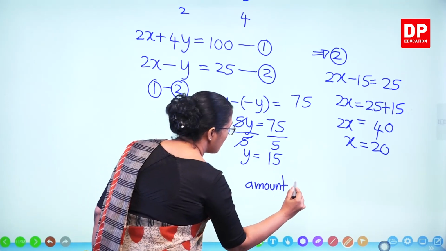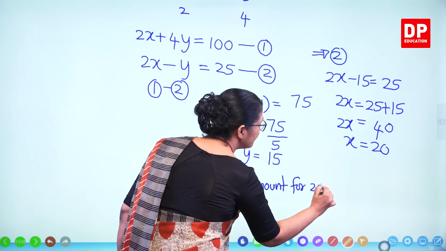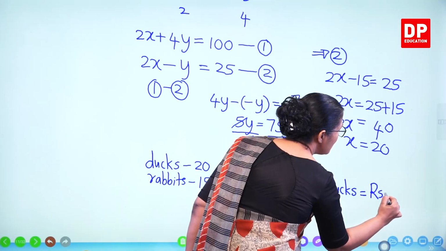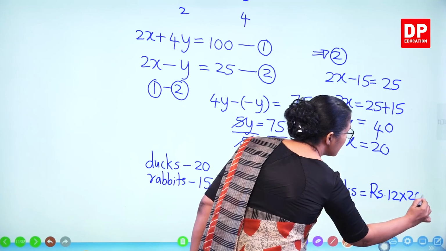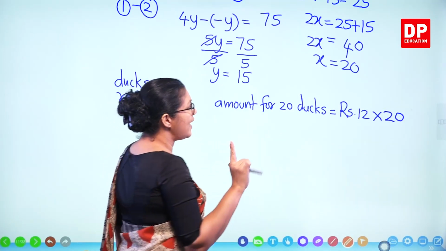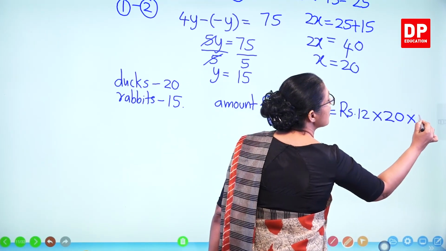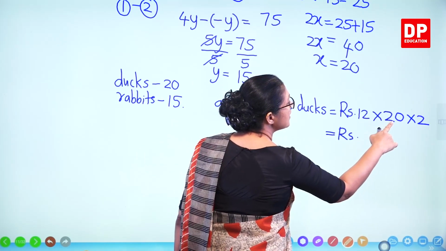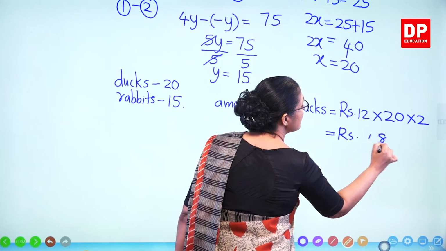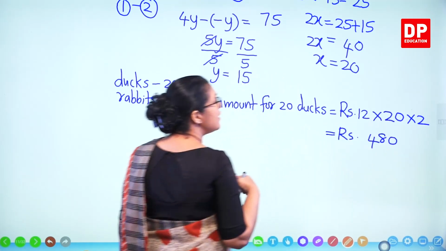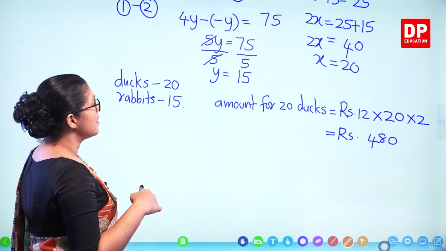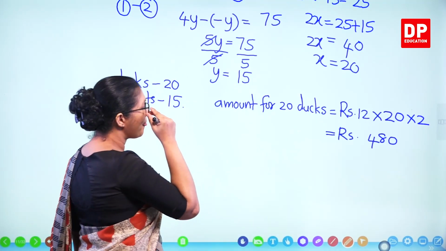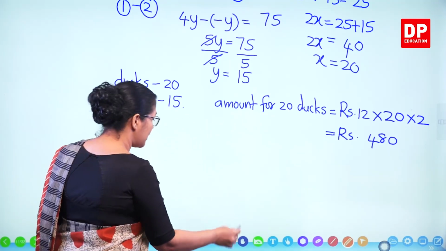Amount for 20 ducks, 12 into 20. And 2 legs for each duck, so you have to multiply by 2. So what's the value? You get 40. So 480 rupees for 20 ducks.